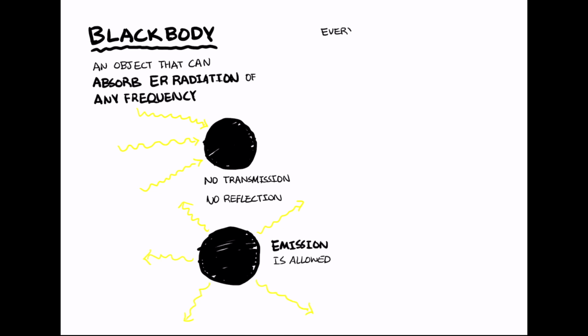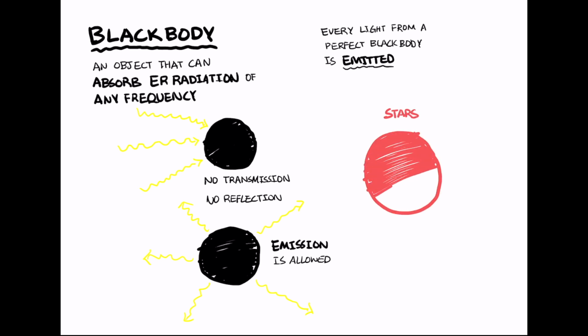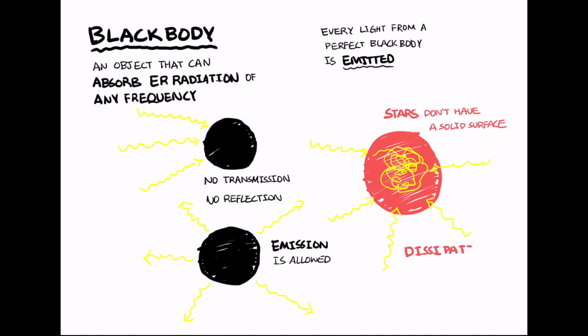In fact, one of the key features of a black body is that every light that comes off of it is emitted on its own, not a mere reflection. Stars are a good example of a black body. Because stars don't really have a solid surface, light from the outside just dissipates within the stars.